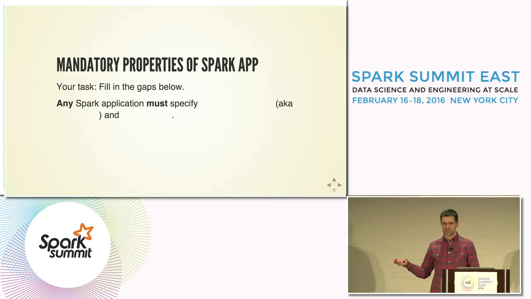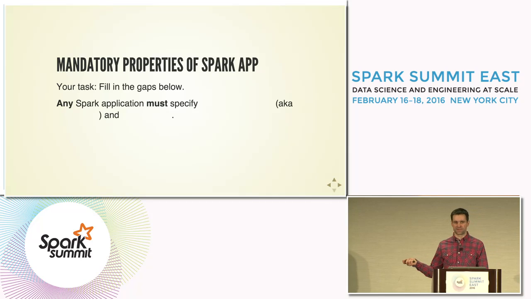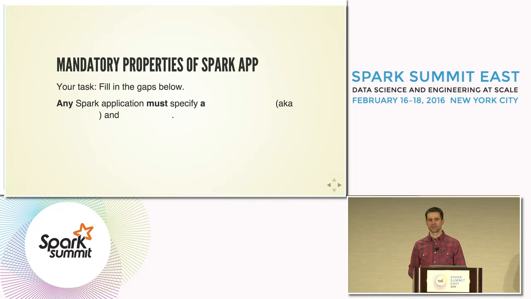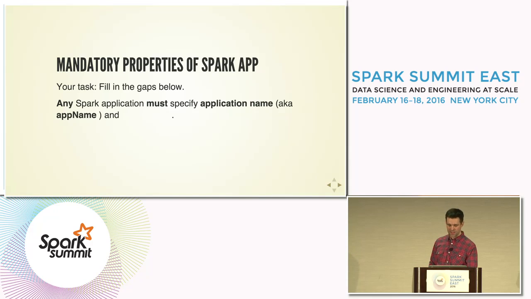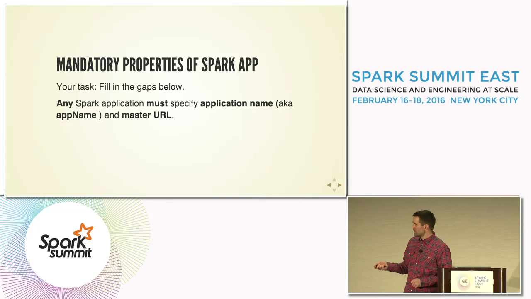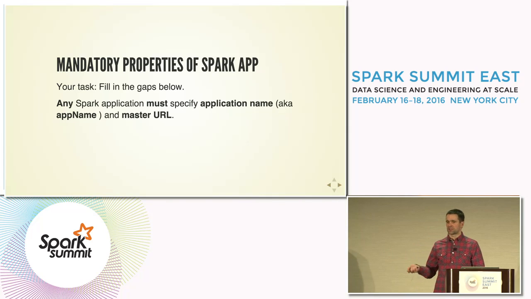And then, mandatory properties of any Spark application. So fill in the gaps. Any Spark application must specify, hint, application name, aka app name, and master URL. So these are the two mandatory properties of any Apache Spark application.